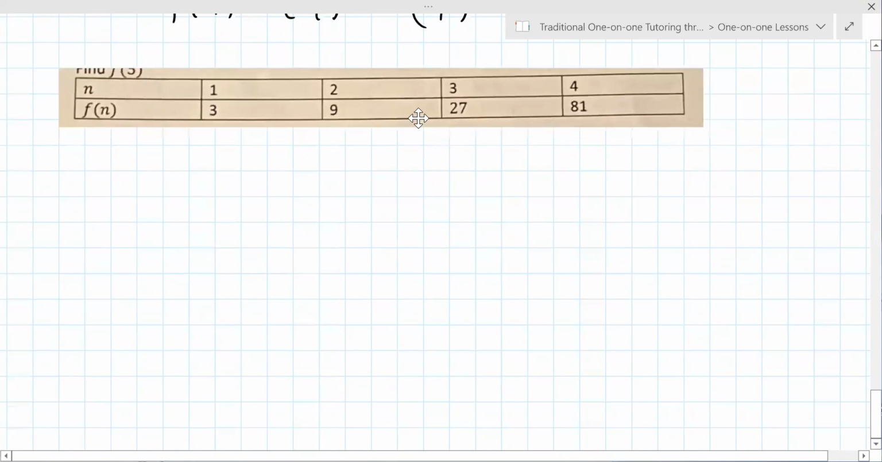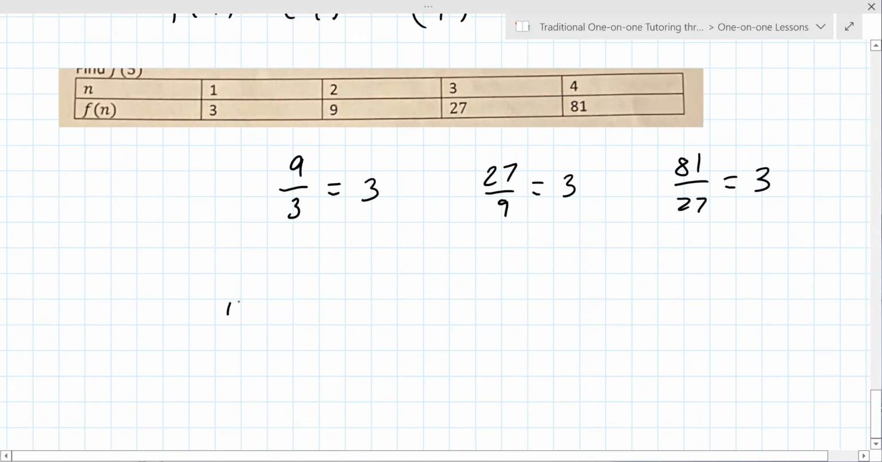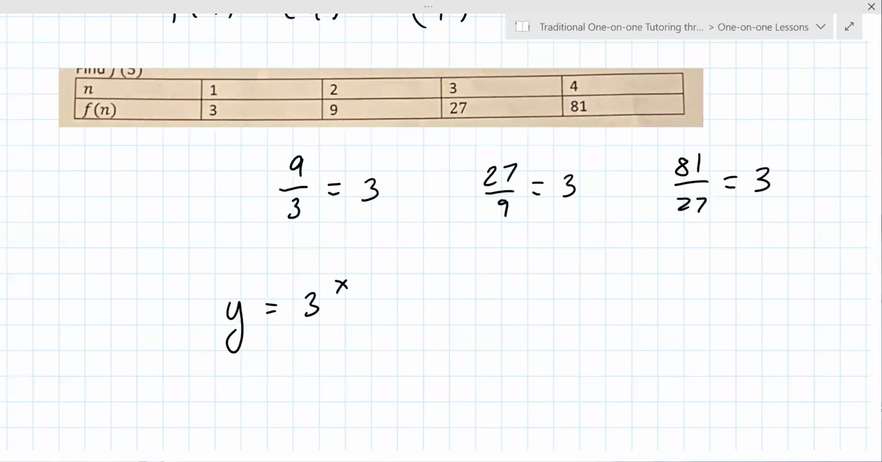Okay, so if you have 9 divided by 3, what is that? 9 divided by 3 is 3. And 27 divided by 9 is 3. And 81 divided by 27 is 3. So this is y equals 3 to the x. Y equals 3 to the x. And that's from one of the ones you gave me yesterday.